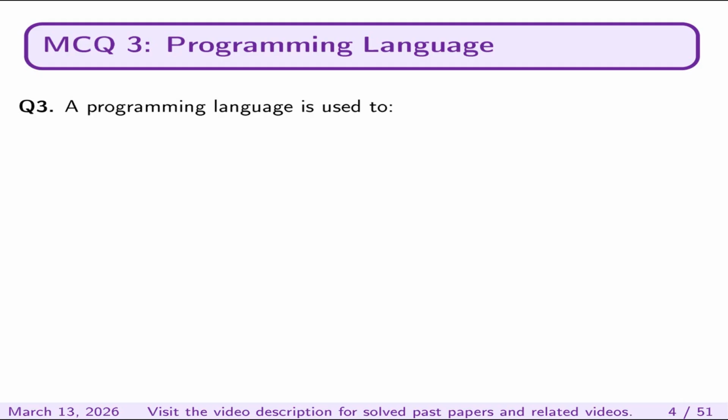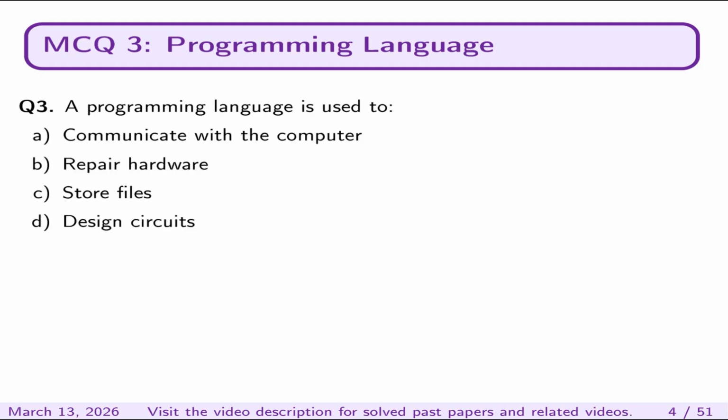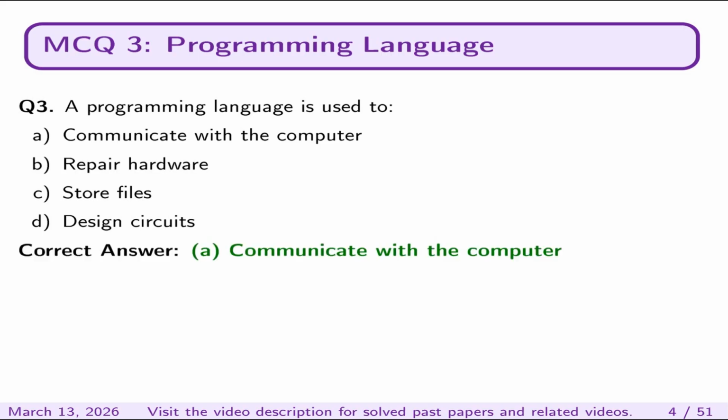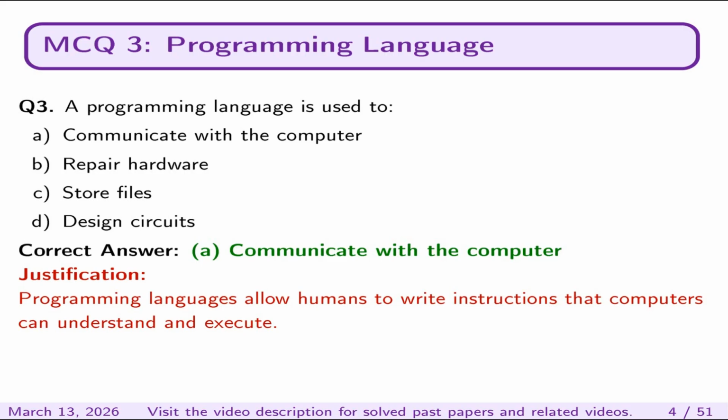Question number 3. A programming language is used to communicate with the computer, repair hardware, store files, design circuits. The correct option is communicate with the computer, because a programming language allows humans to write instructions that a computer can understand and execute.